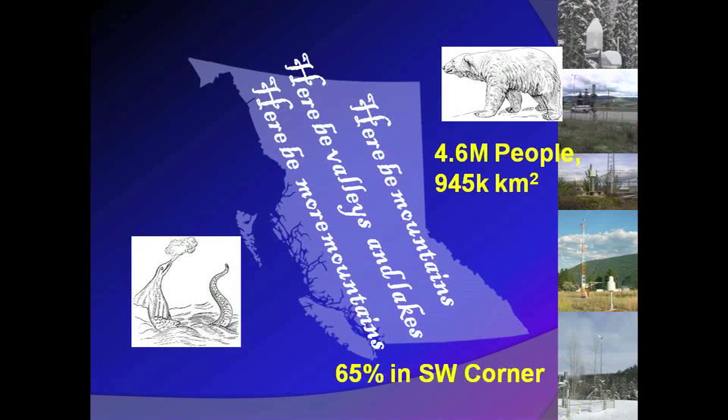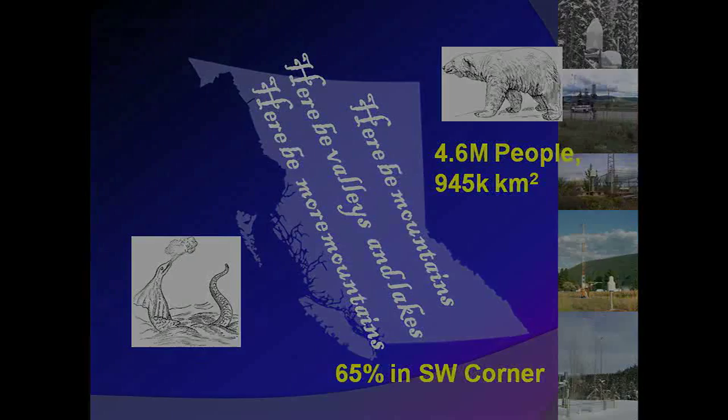We're a complex province. We have space. We're about 945,000 square kilometers of land, 4.6 million people. So if you want to have an American analog for that, that's about 3.5 times the size of the state of Oregon and about the same population, a little bit more. So we've got a lot of area to cover in comparison to a lot of other jurisdictions with less population.